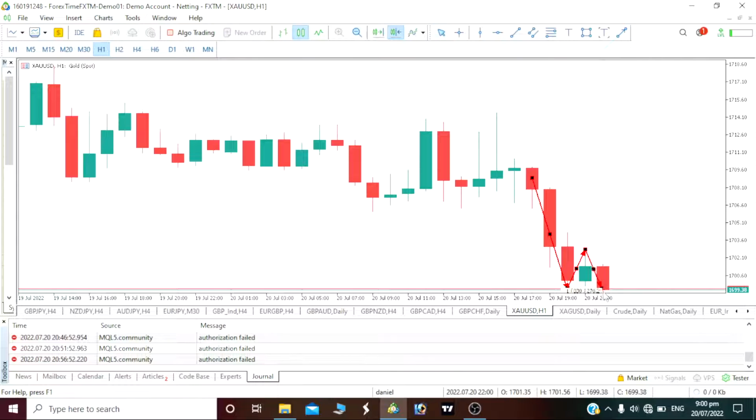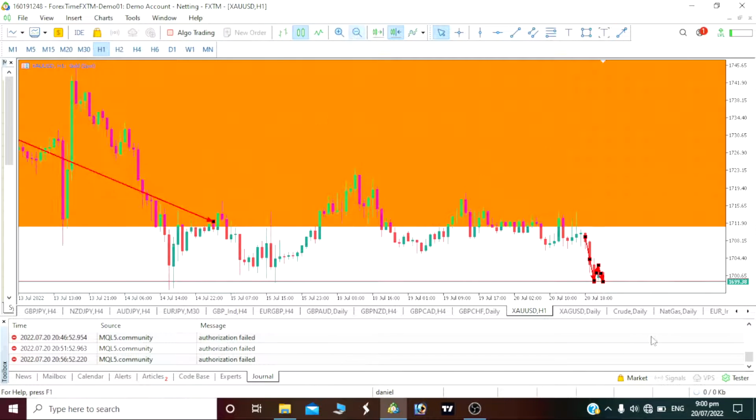Price is aiming to go below it. So the same thing we are aiming to do on our gold is to short this our gold. So that is the analysis for the day.